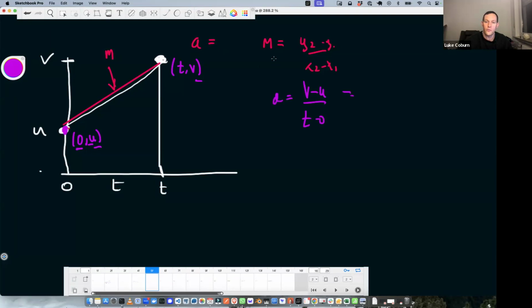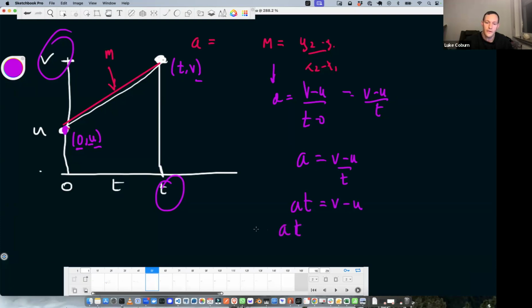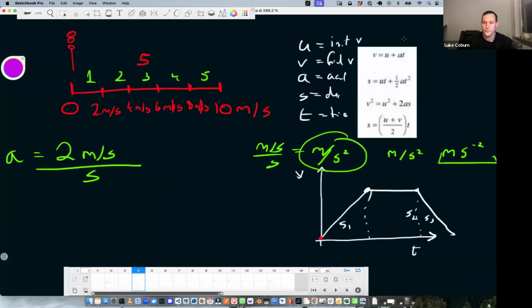So the slope we call a here, because on the velocity-time graph, we understand that the slope means acceleration, because it means the change of velocity. So a is equal to v minus u over t, and now if I simply multiply across, at is equal to v minus u, and I bring the u to the other side, so at plus u is equal to v. In other words, v is equal to u plus at. Okay, so that's the first one.